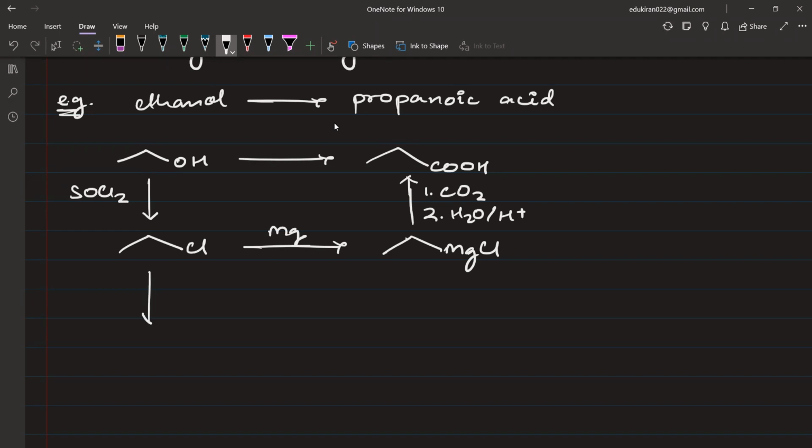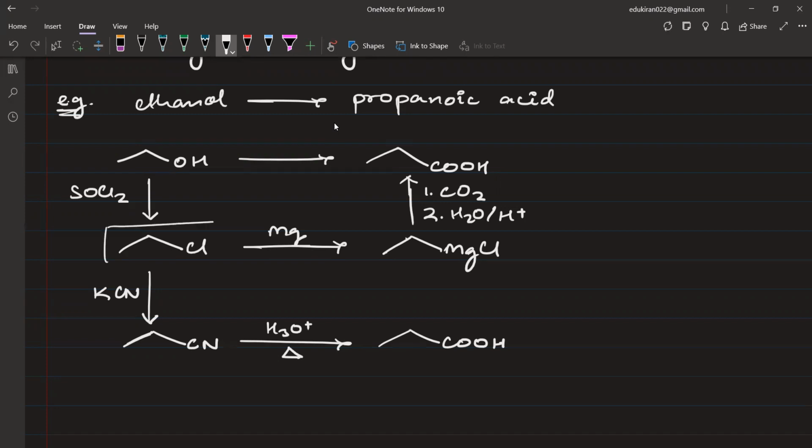Another way that you can use this is you react this with KCN, and then you are going to get the third carbon atom as nitrile, and after nitrile, you give it H3O plus in the presence of heat. It will convert this to carboxylic acid. Okay, so there are two different pathways that you can use. You can either add magnesium and then carbon dioxide, or you can add KCN and then hydrolyze it in the acidic medium. Okay, please write this down.